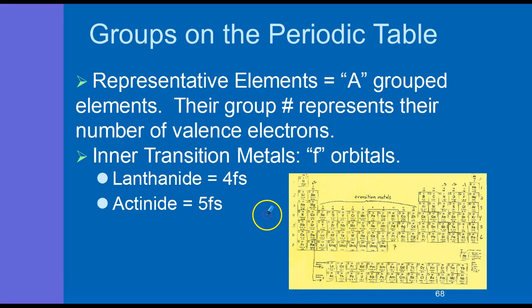Groups on the periodic table. Representative elements are the A grouped elements. So if you look on here, these ones are the A grouped elements, and the number in front of that A represents the number of valence electrons. We already talked about this. And the inner transition metals, the f orbitals, there's the lanthanides and the actinides.